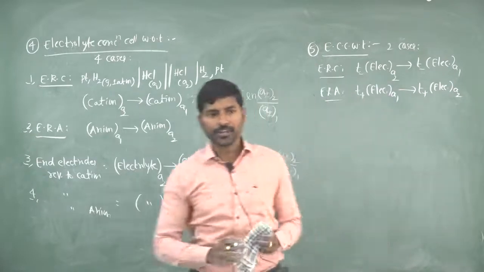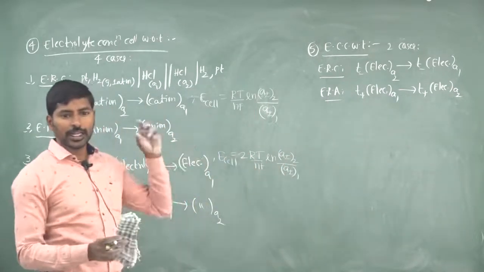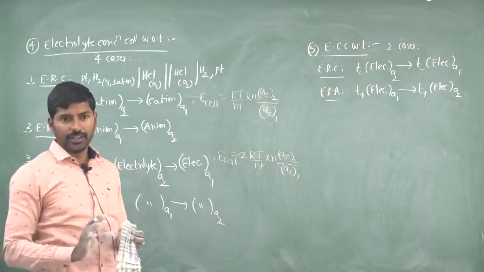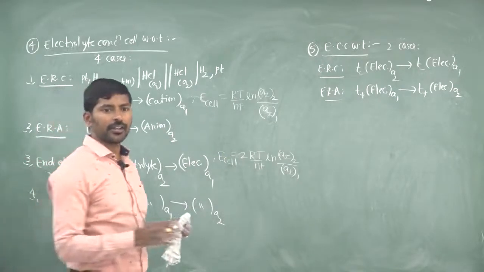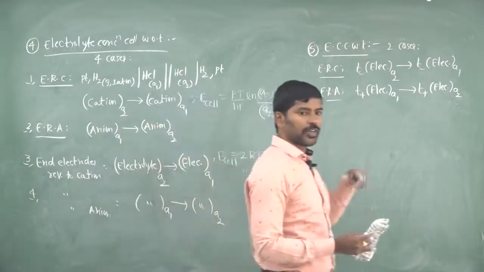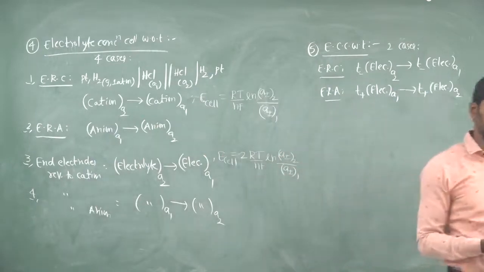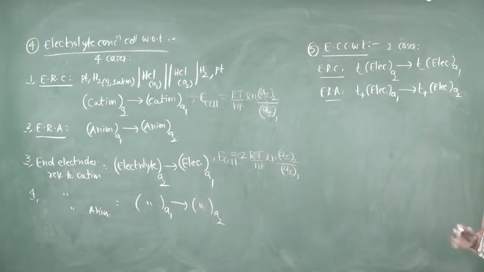Electrode reversible to cation: for example, a chlorine gas electrode in contact with HCl, is the electrode reversible to cation or anion? Anion. Silver chloride in contact with Cl minus ions, electrode reversible to anion. Lead sulfate in contact with sulfate ions, electrode reversible to anion only. Hydrogen electrode in contact with H plus ions, electrode reversible to cation. Copper in contact with copper 2 plus ions, electrode reversible to cation. So those 5 examples we discussed. Okay.